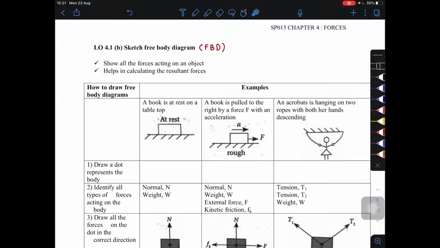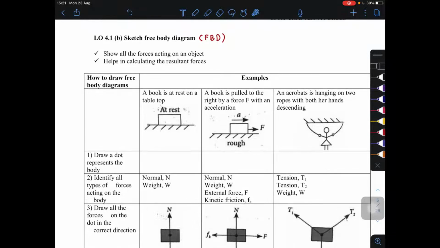Okay, next one we look at the learning outcome 4.1b, sketch free body diagram, or the short form is FBD. So in the previous video, we have already learned how to identify the forces acting on an object. So the next step, after we identify, we need to sketch FBD. FBD is very important because when we do calculation, we refer back to the FBD. So kalau FBD kita salah, calculation pun akan salah. So that's why it's important to know how to sketch FBD.